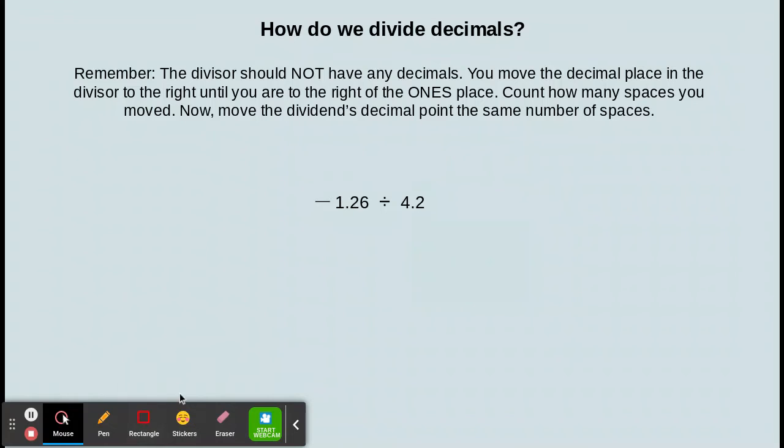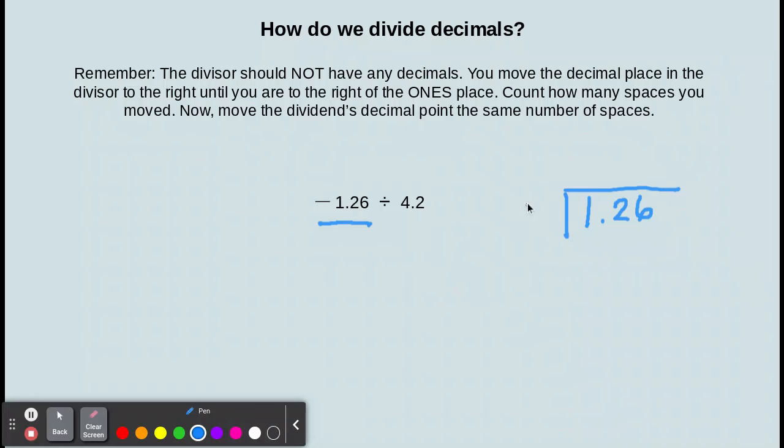Okay, dividing decimals. Decimals are a little tricky sometimes, but we can first set it up just as we would a normal long division problem. When we have this first number, that's the number that's going to go inside the box. The first number goes in the box. The second number goes outside. -1.26 divided by 4.2. First number in the box, second number outside.